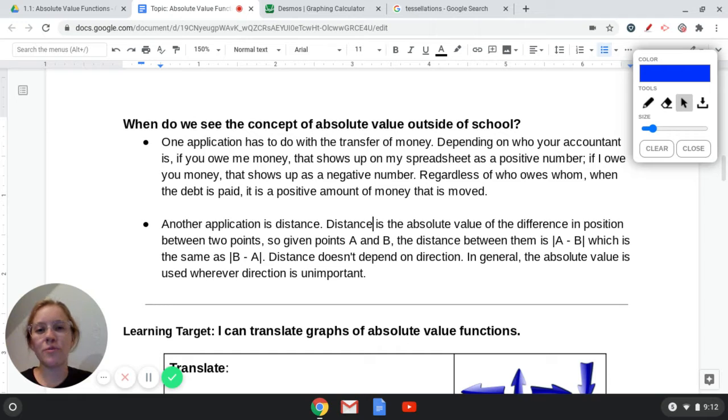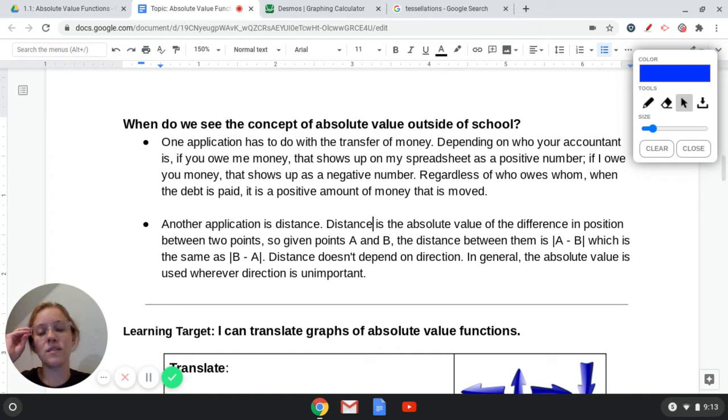So one application is dealing with the transfer of money, depending on who your accountant is. Let's say that you owe me money. That will show up on my sheet as a positive number, but yours as a negative number, because you owe me something and I will be gaining something. But the transfer of money is always a positive amount of money. Remember that absolute value is the positive value. It's the distance away from zero. So the absolute value of -5 is just 5 because it's 5 steps away from 0. Direction doesn't matter, in other words. So this is like an accounting application.